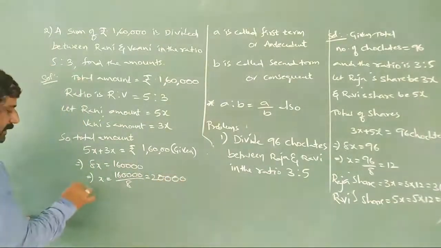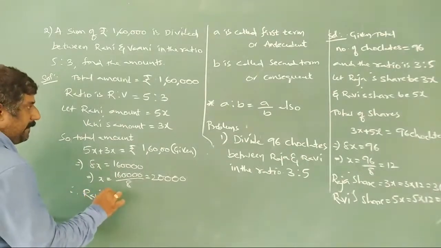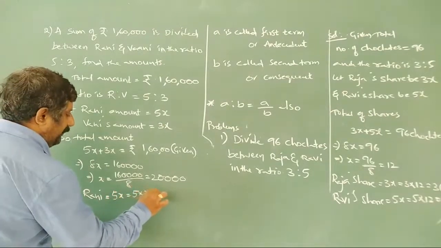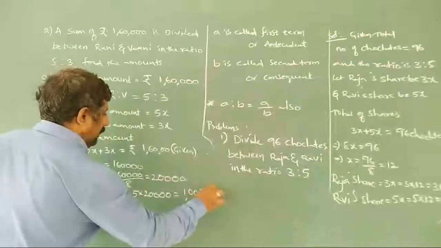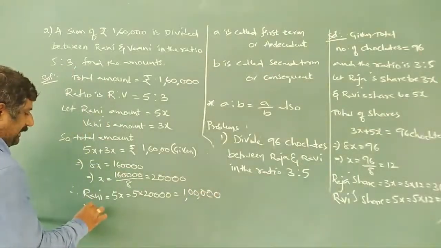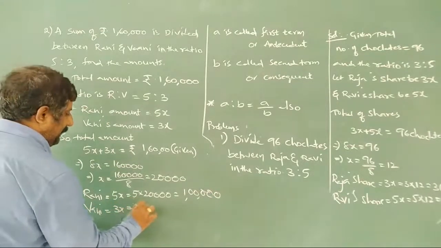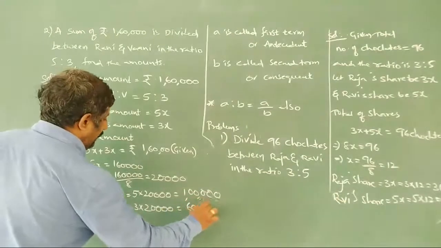So therefore Rani's share is 5x, nothing but 5 into 20,000, which is 1 lakh, and Vani's share is 3x, nothing but 3 into 20,000, which is 60,000.